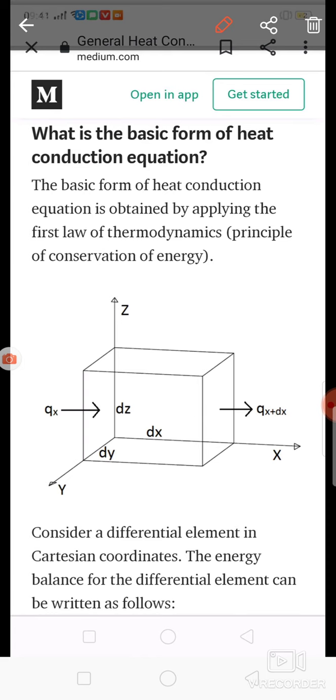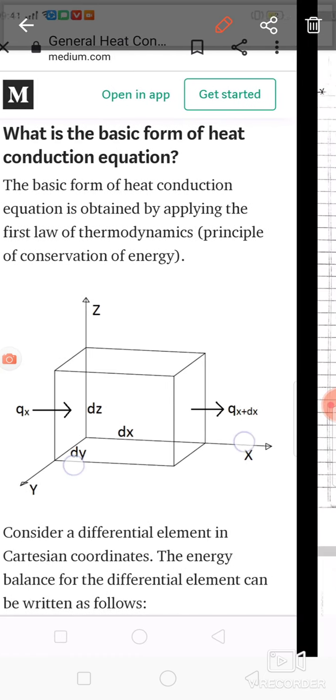So first of all, what is meant by Cartesian coordinate system? In this system we have to consider the three axes, that is x axis, y axis and z axis. So for deriving the equation we have to consider one small element. So this is the small element.